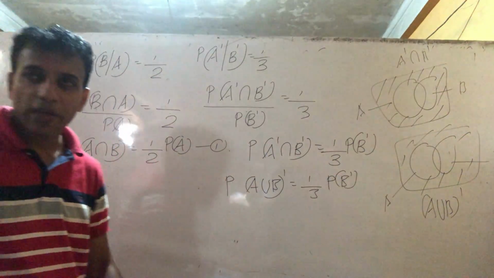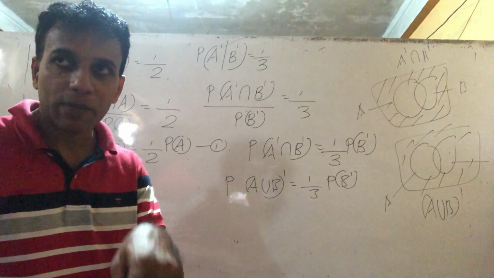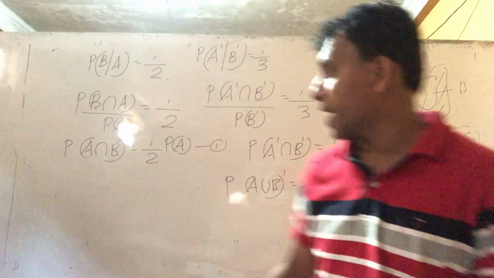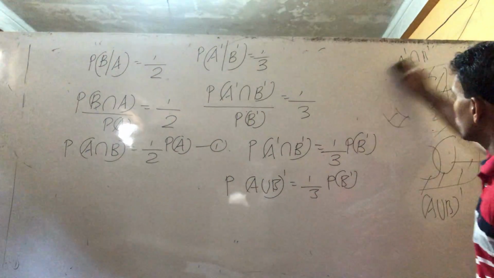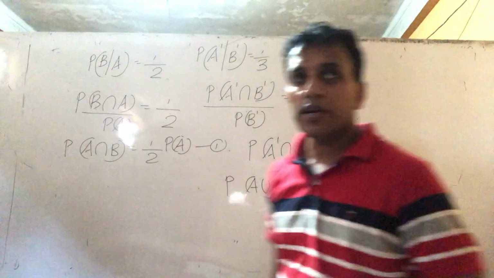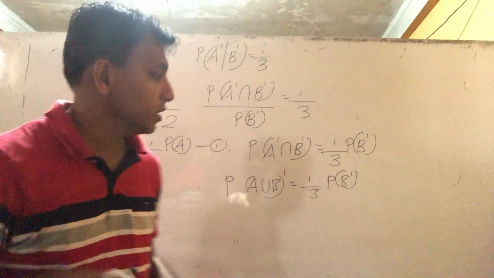But in the problem, there is no dash part, no complement part in the answer. Only capital letters A, B, not A dash or B dash. Therefore, we change those A dash, B dash. What do you mean? One event not happening.